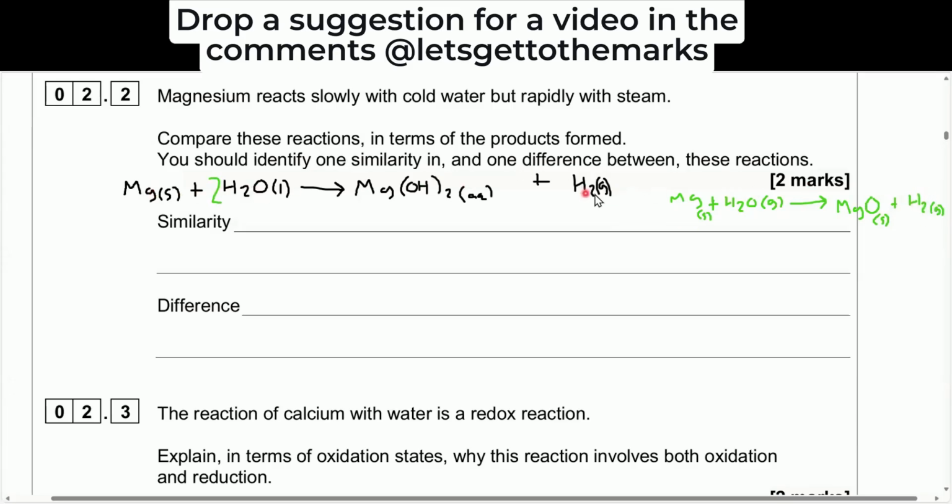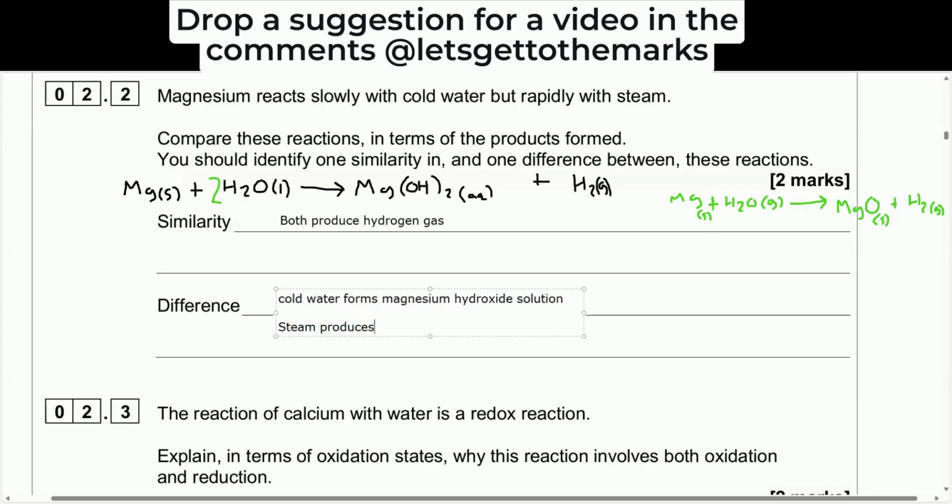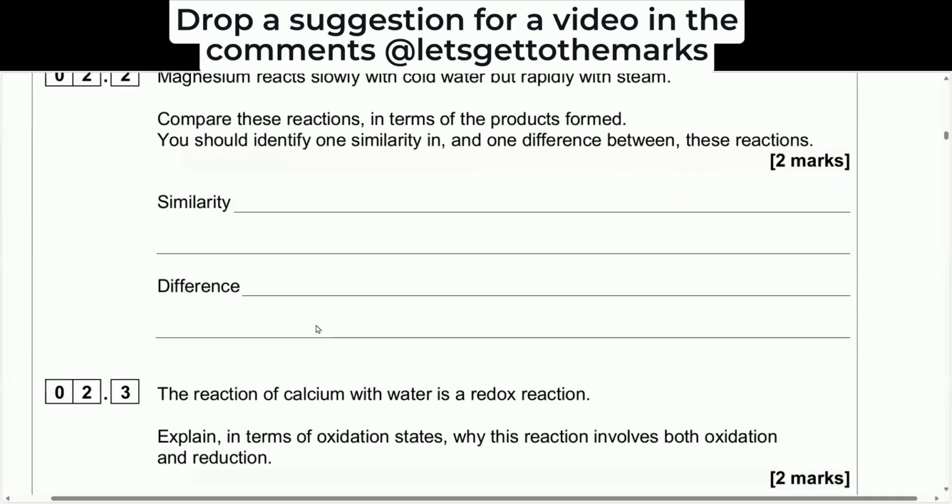And so what is the similarity between these two chemical reactions? Well, both of them form hydrogen gas. You can see the H2 on the end of each. What's the difference in the products? Well, the cold water forms magnesium hydroxide solution, and the steam forms magnesium oxide, a white solid. And here we go. You just got to learn that off by heart. That one in green is the one that's probably going to be hard to work out if you haven't learnt that particular one off by heart for AQA.